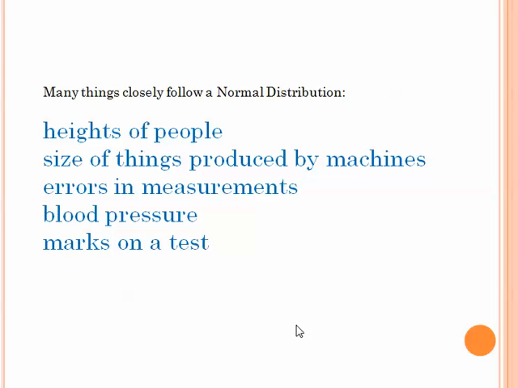We've seen that many things closely follow a normal distribution. Some of the examples are heights of people, size of things produced by machines, errors in measurement, blood pressure, marks on the test, or grades on a test. It's basically the kind of data that most things are close to one value, which would be the mean or the median, and some equal number of things would be smaller in value than larger in value.